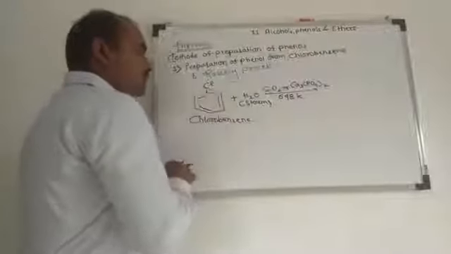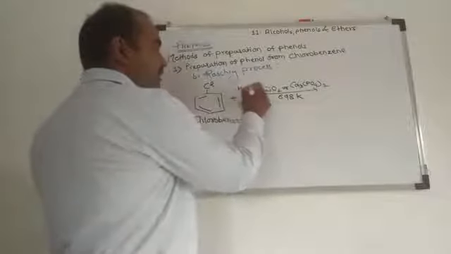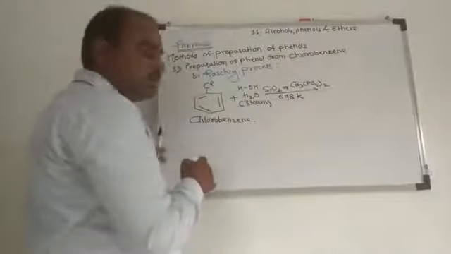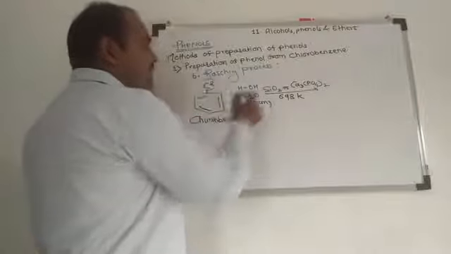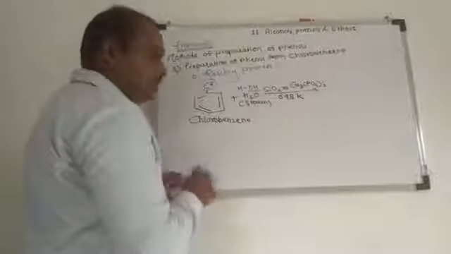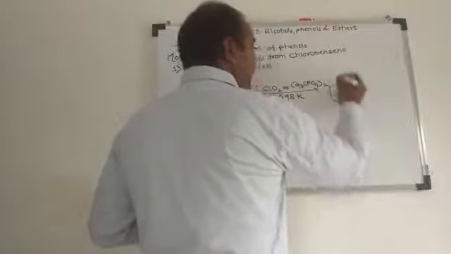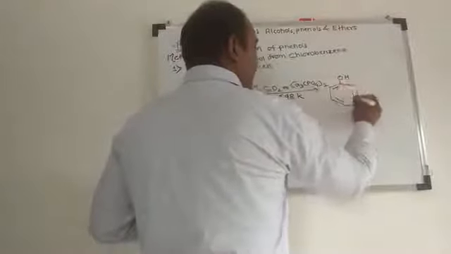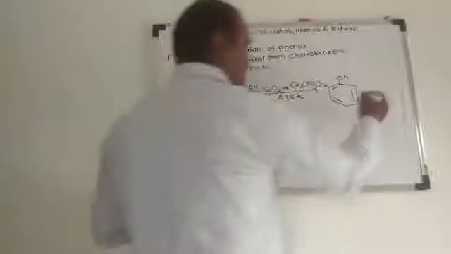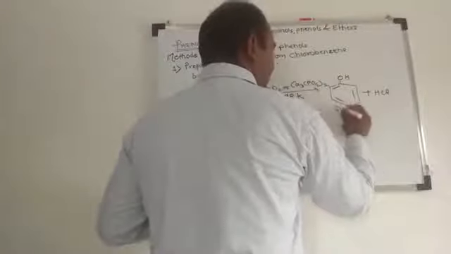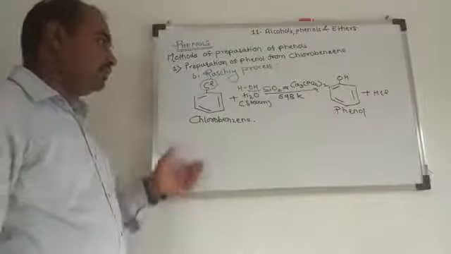So what happens? Look here. This Cl is replaced by OH. But how? Water has two parts, one is H, another is OH. So this Cl is replaced by this OH. So you will get phenol here. And what is the byproduct? This H combines with the Cl, so you get HCl as a byproduct. Phenol and HCl. Okay, understood?